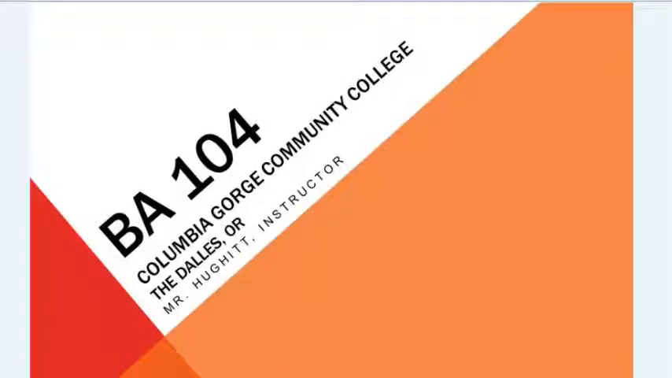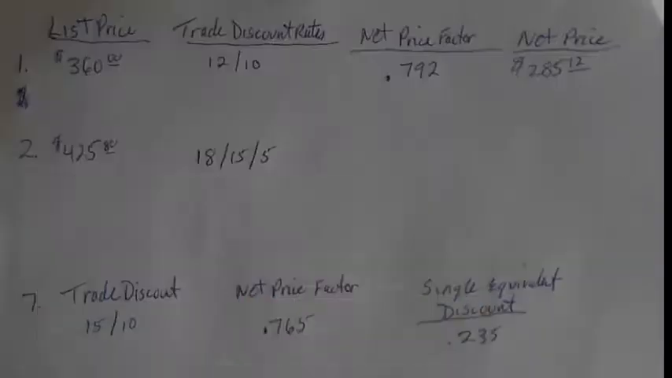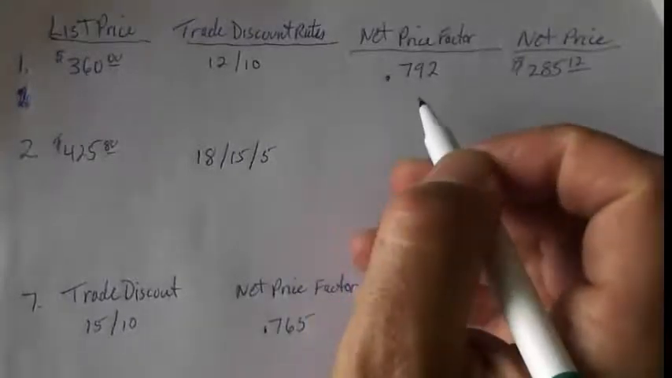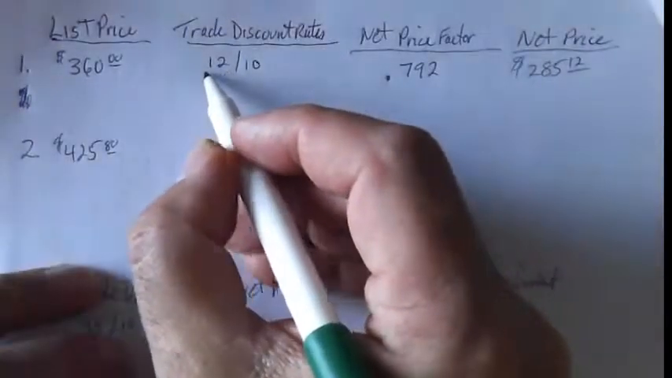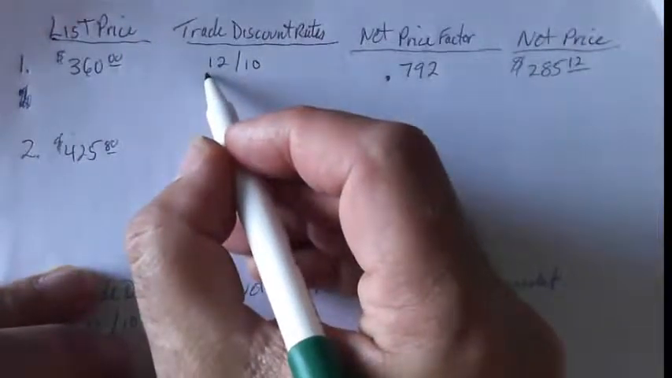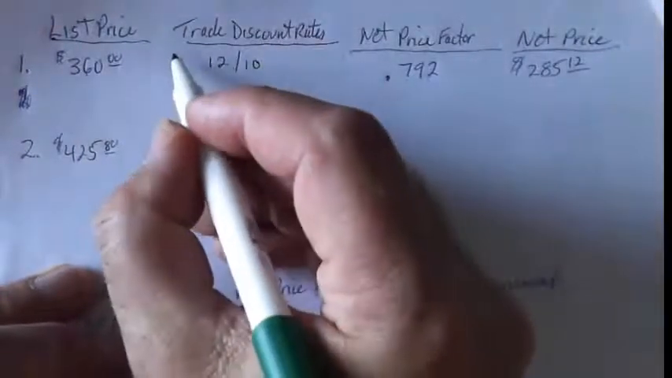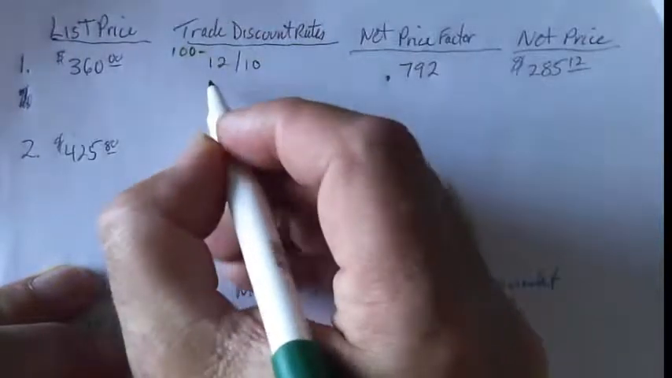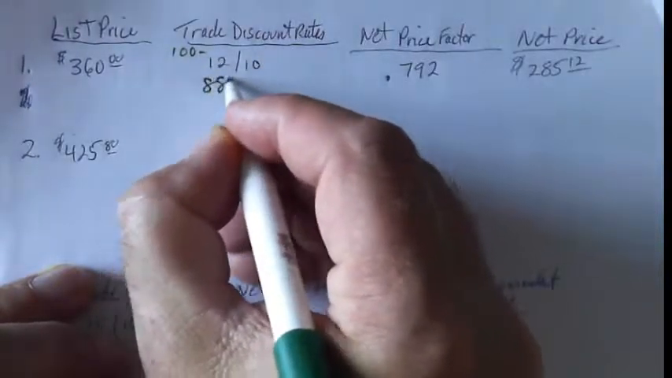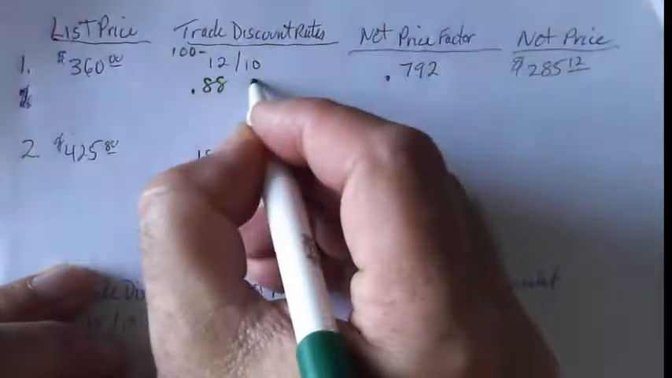Okay, this goes with Chapter 7, Section 3, continuing our discussion about trade discounts. Number 1, they give you in the textbook the list price, the trade discount rates, the net price factor, and the net price. Well, they determine these numbers by giving the discount rates of 12 and 10, which means you have to subtract those from 100, remember. So this first one is going to be 88, and this one's going to be 90.